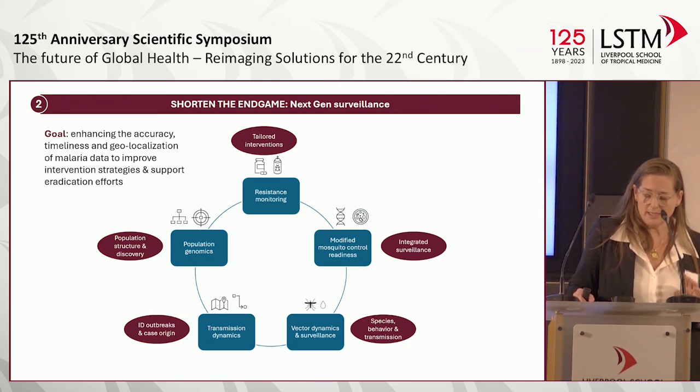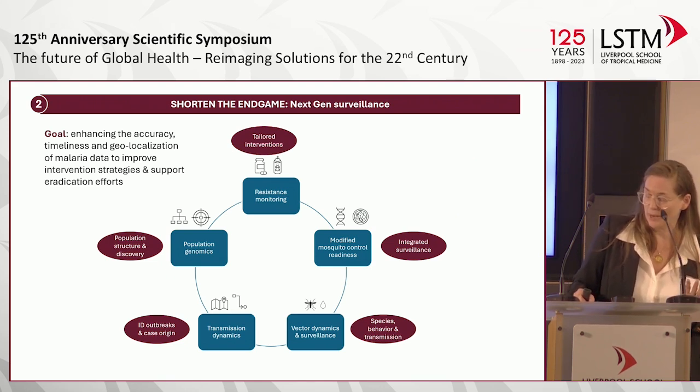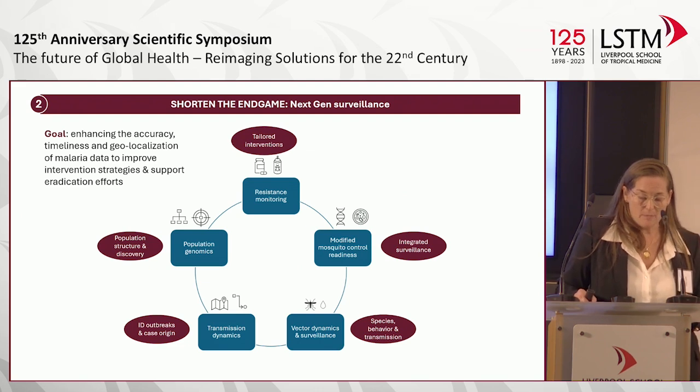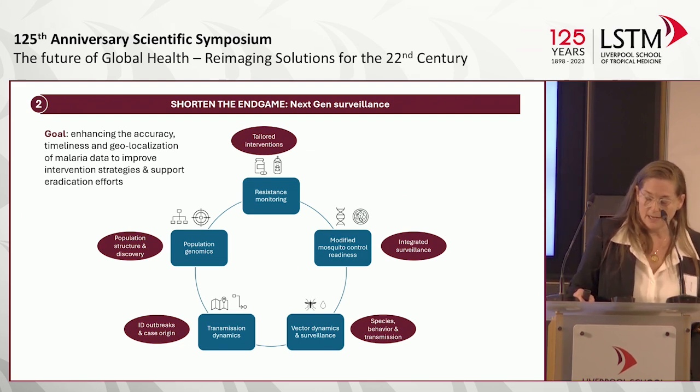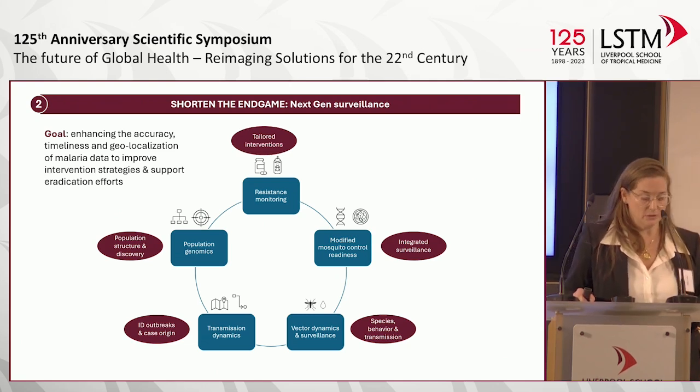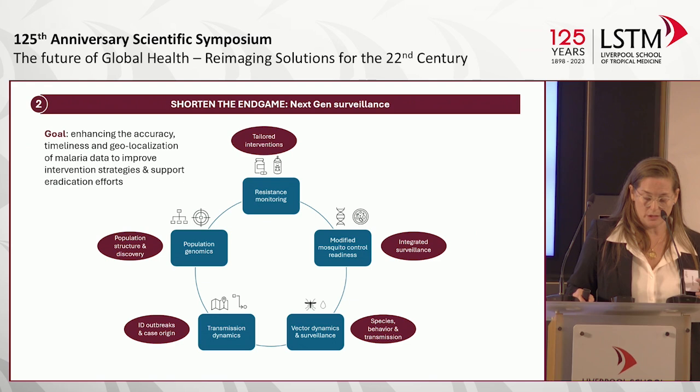So this is establishing an integrated surveillance system for gene drive and also xenomonitoring for bacterial symbionts, such as Wolbachia, for example. We need to have a better understanding of vector dynamics, identifying mosquito species, blood meals, so what host have they fed on, understanding Plasmodium infections, and looking at shifts in species composition.